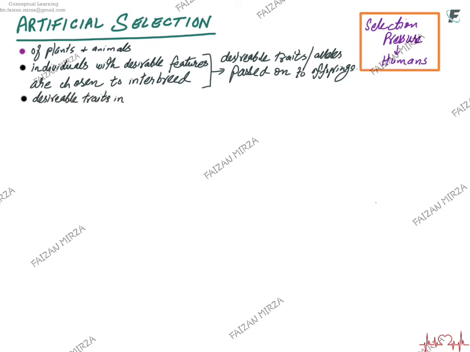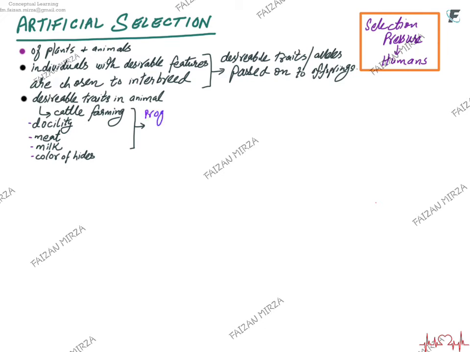The desirable traits in a particular animal that one can look for when we are involved in farming, for example cattle farming: we look for docility, meat, milk, and color of hide of the particular organism. Docility means how easy the animal is to control. The animal is not very aggressive. So these are the traits that are favorable in farming.